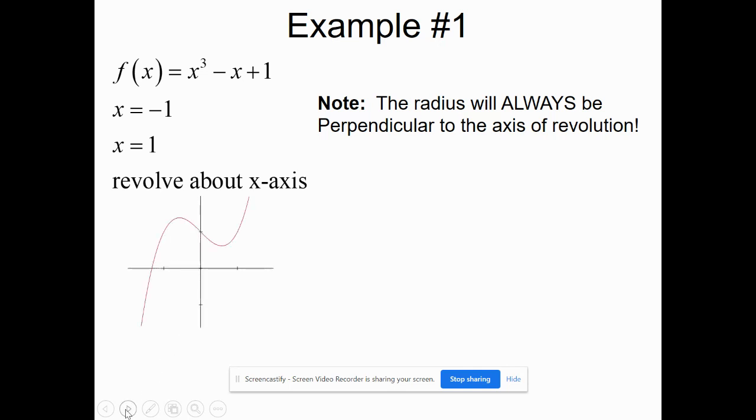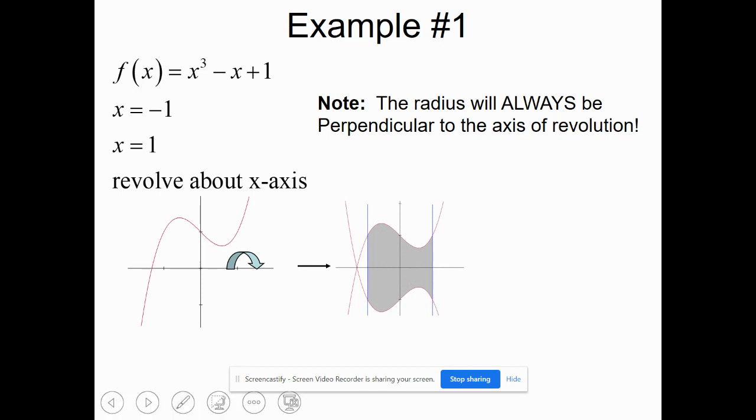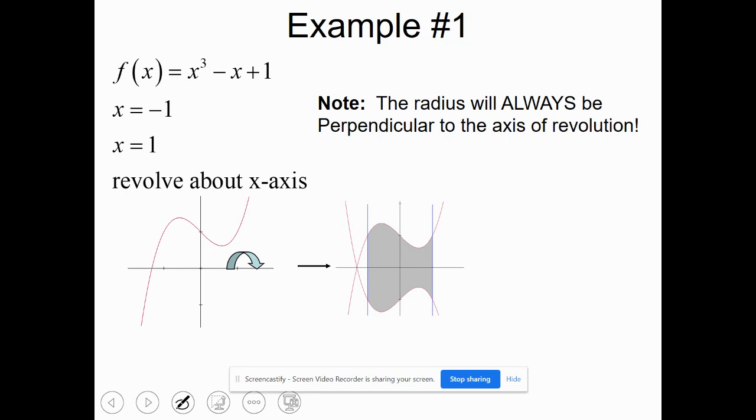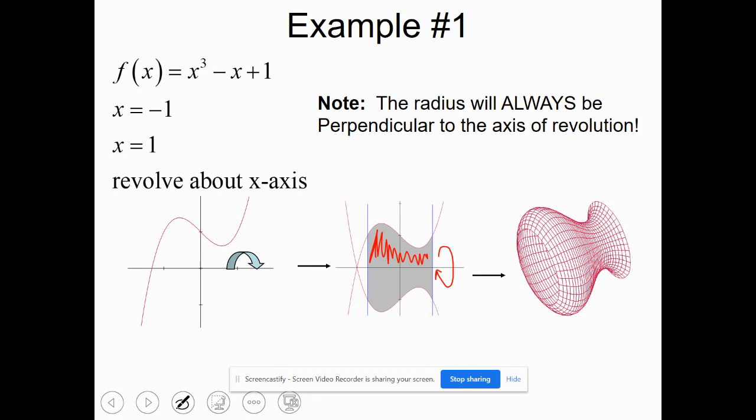So here's my function, the x cubed minus x plus 1, and I'm revolving it around the x-axis. So here's kind of my general picture. Now keep in mind that this top region is really the only original region that's created, and when I revolve it, I get this image underneath that is kind of a reflection of it. That's a general idea of what my three-dimensional image looks like. In my mind, it kind of looks like a doorknob.